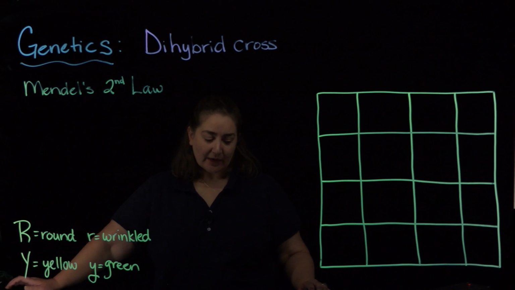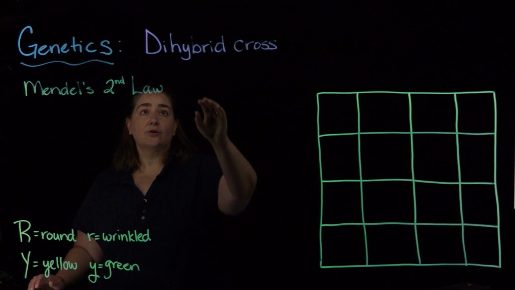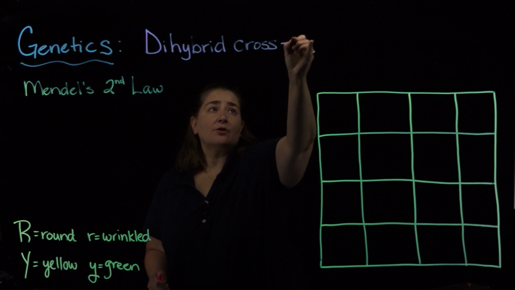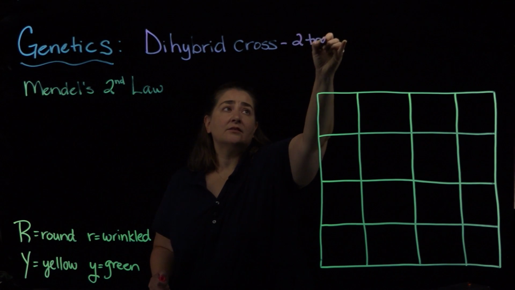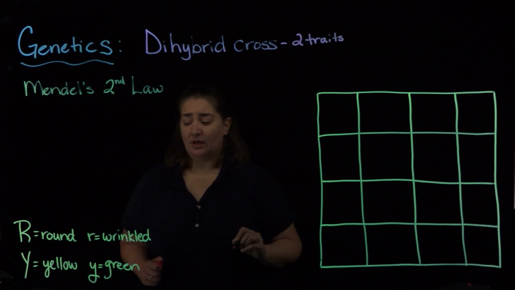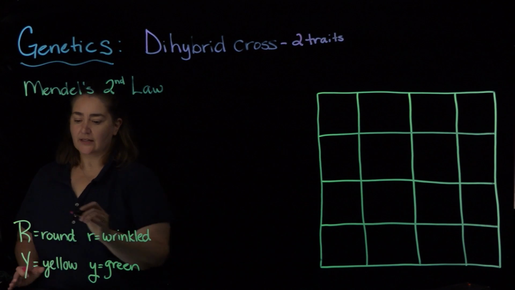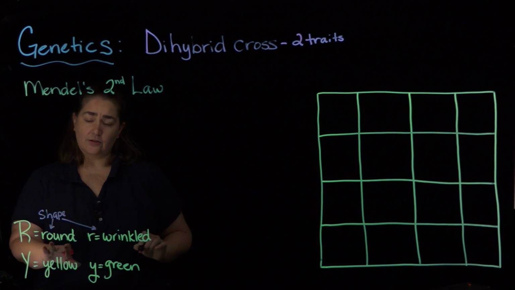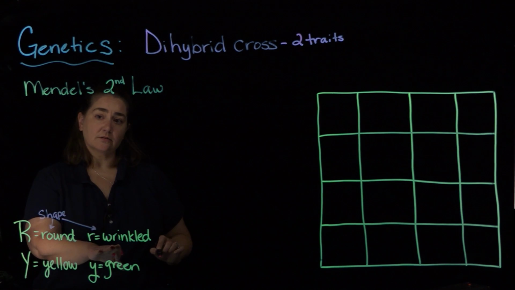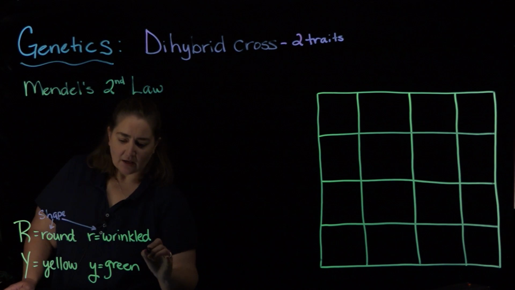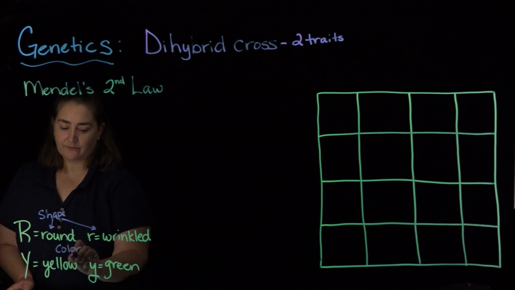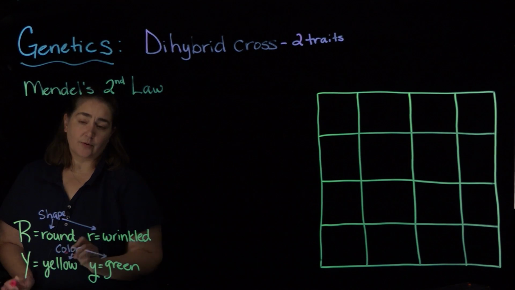Hello and welcome back. In this video we're going to go over a dihybrid cross. With a dihybrid cross we are going to track two traits. The two traits that we're going to track are seed shape, either round or wrinkled peas, and color as our second trait. We've either got yellow or we've got green.